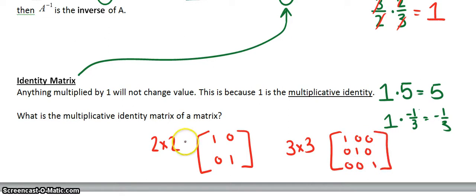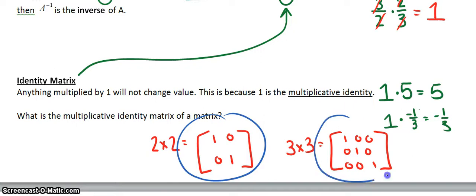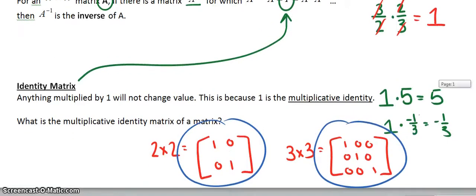Now, I'm just telling you this fact right now. You should never just believe me. Go ahead and multiply a 2 by 2 matrix by this, and nothing should change. Think about why that is. Or multiply a 3 by 3 matrix by this, and it should stay the same. This is something I'm going to leave for you to confirm.